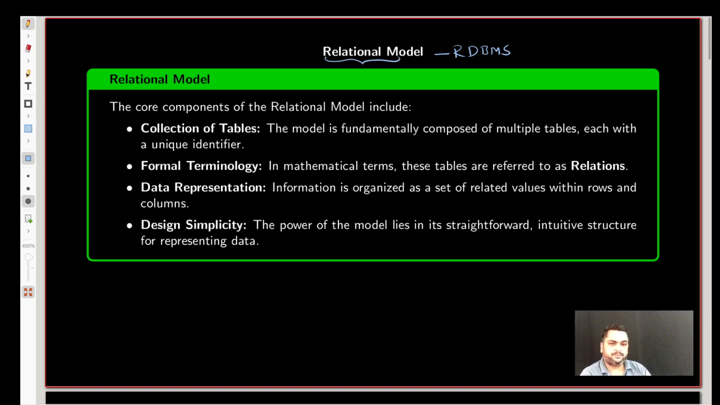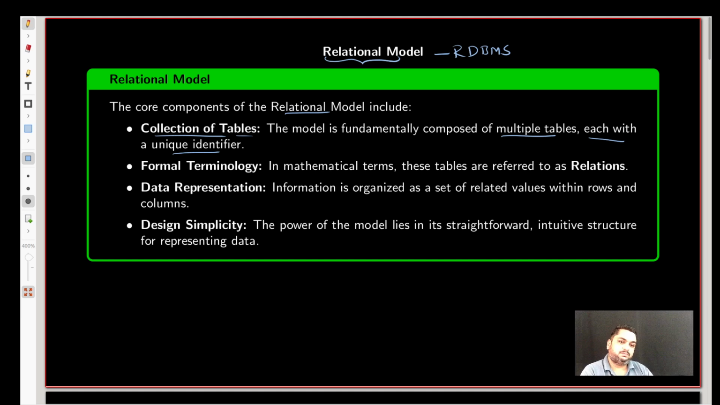Just like your ER diagram is one of the models, the relational model is the practically implemented model in the real world. The ER diagram is a conceptual model. So what are the core components of the relational model? It's basically a collection of tables, composed of multiple tables. We'll come to how to create tables later. Each has a unique identifier. You create a table. Table means you have a set of rows and columns, and then you give a name to that table.